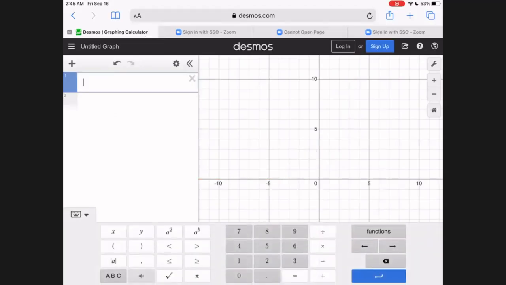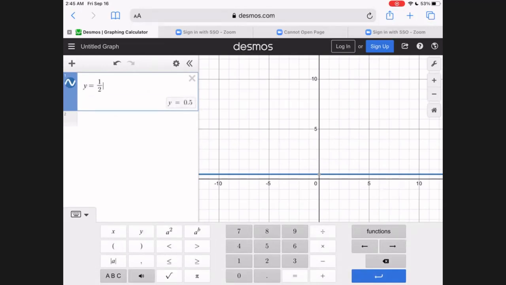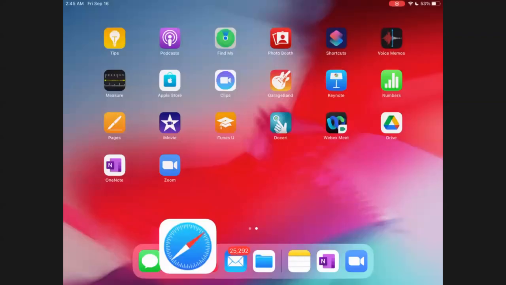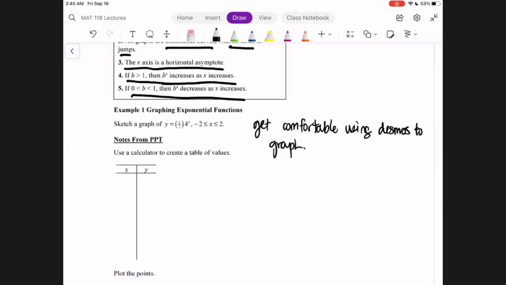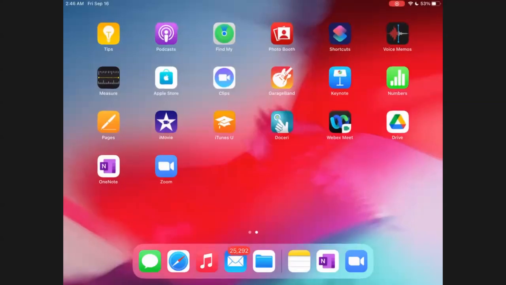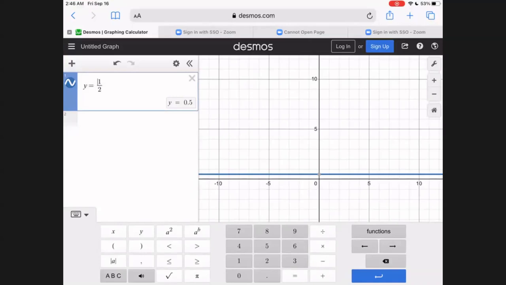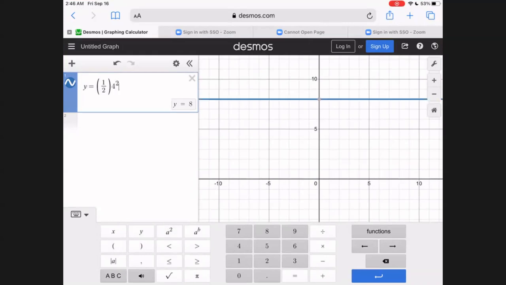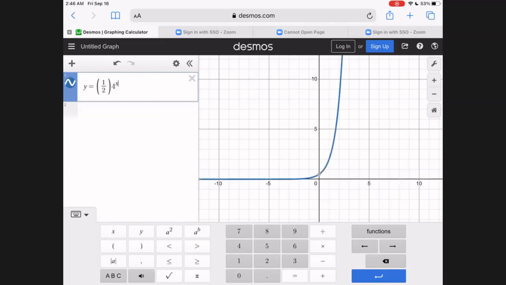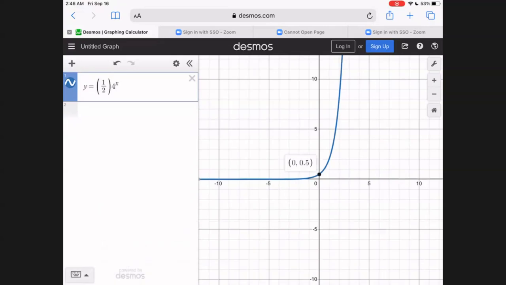So y equals 1 divided by 2, so 1/2. And then it looks like the next thing we have to type is 4 to the x. So we can put that 1/2 in parentheses if you'd like, to keep it the same format as the problem. And then 4 to the x, like this. Right. So we see we have that here.